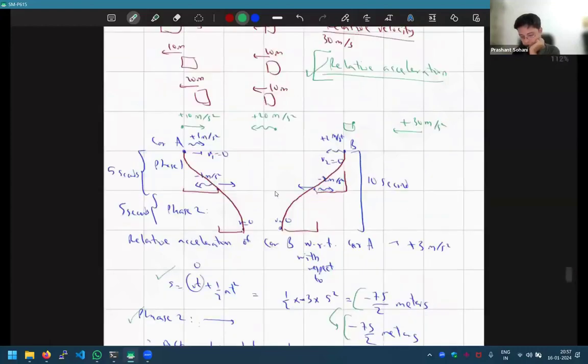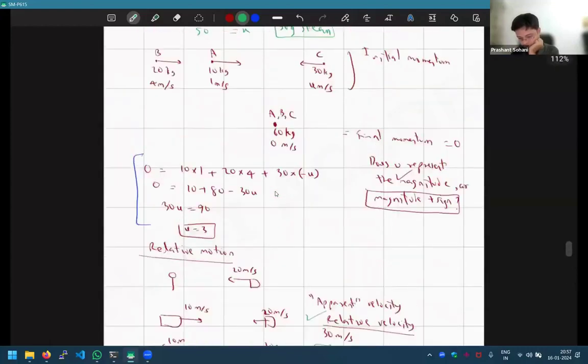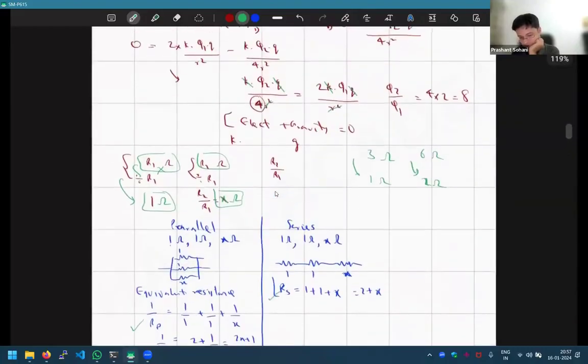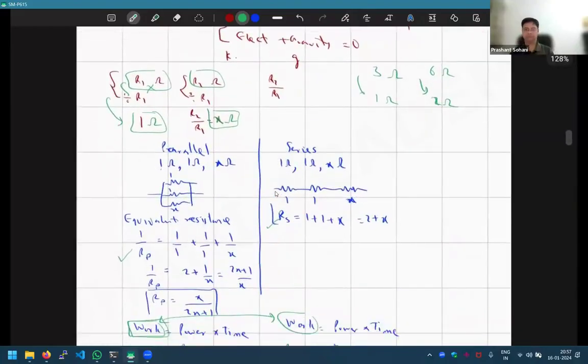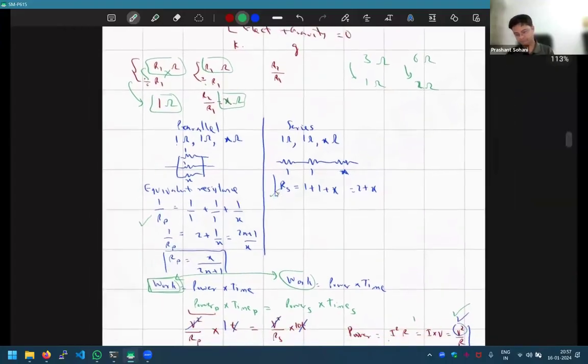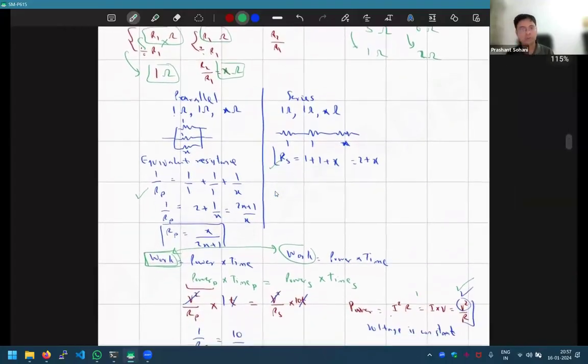Should be also here. I'm just zooming out so that you can see everything.